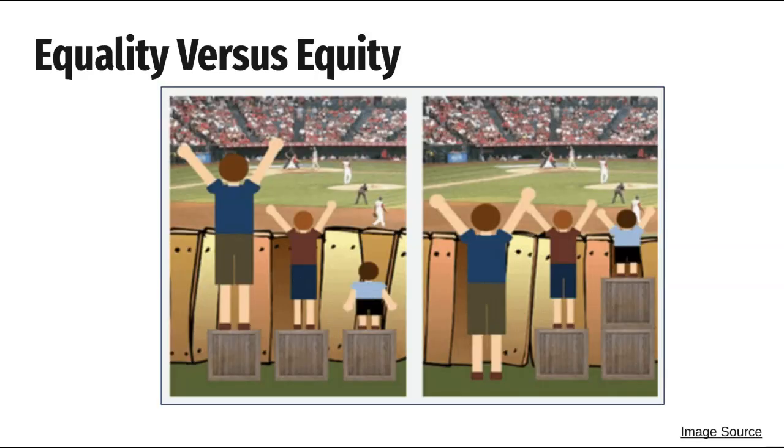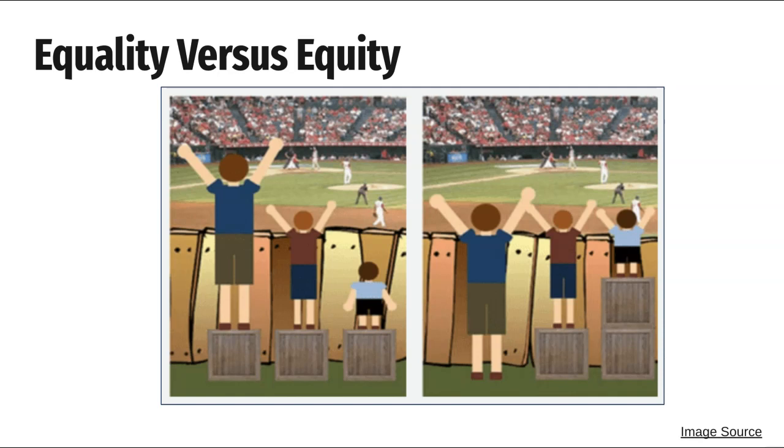So we have a cartoon here of three children that are trying to watch a baseball game. This is a really common analogy for equality versus equity. Initially, all three boys are watching the baseball game standing on the same sized wooden crates. But the problem is that they're looking over a wooden fence and the shortest child is not able to see the game, while the tallest child could see the game even if he was standing without a wooden crate.